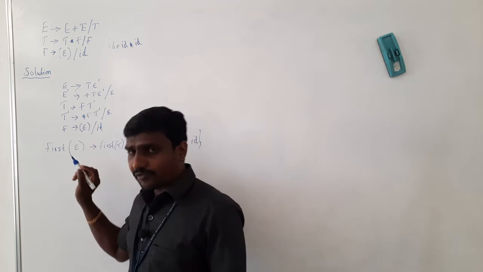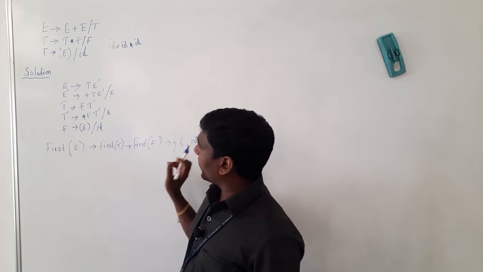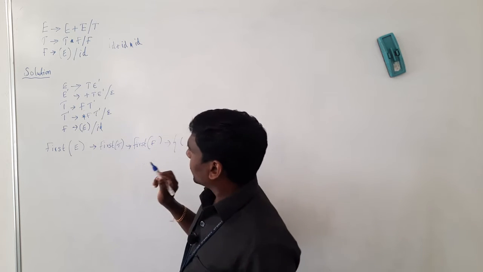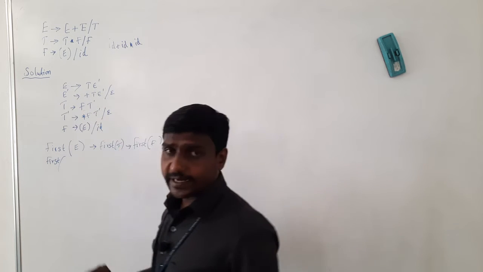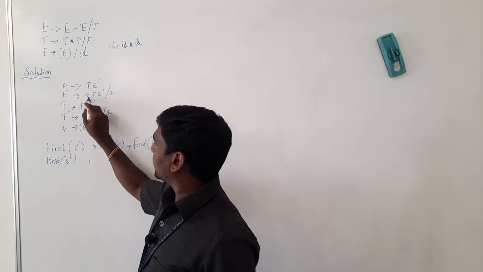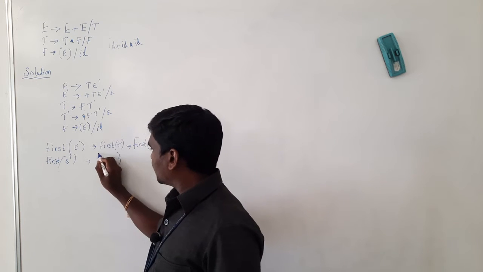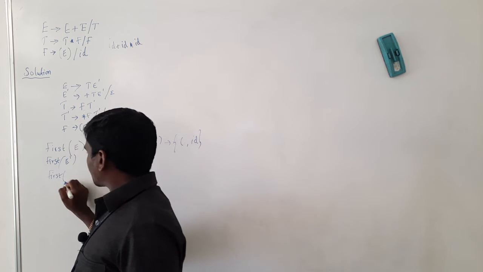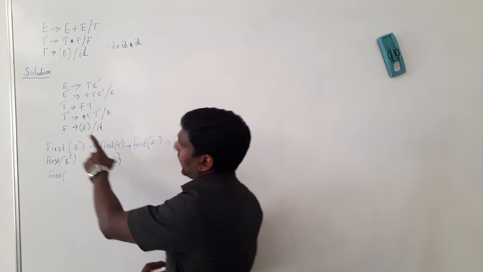This is how we find a first function. I found first of E, first of T, first of F. Clear? Now remaining, first of E is found and E dash is there. What is first of E dash? The immediate terminal is plus and epsilon. So first of E dash is plus and epsilon. E dash is over. Now T I already found, right? And then first of T dash.